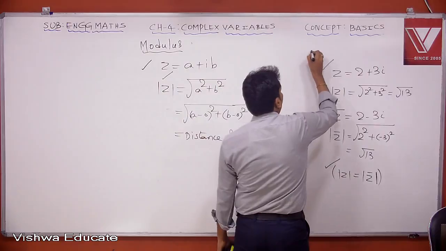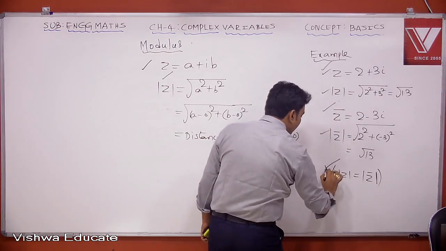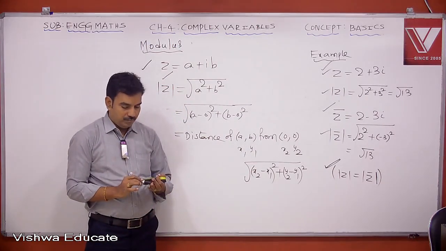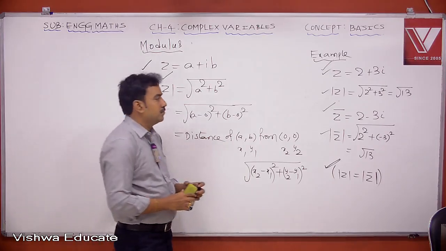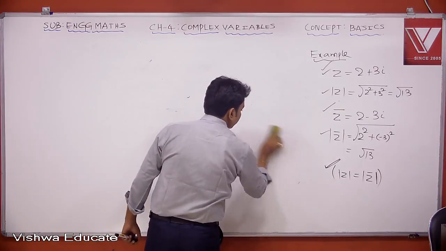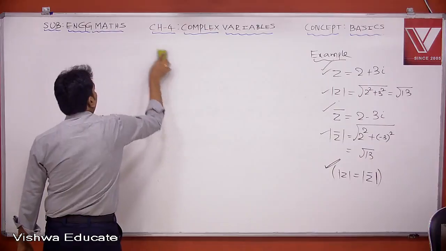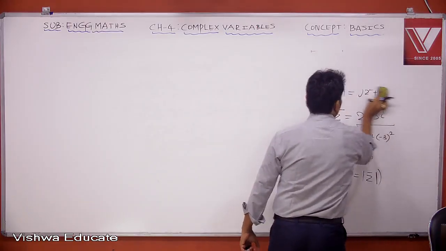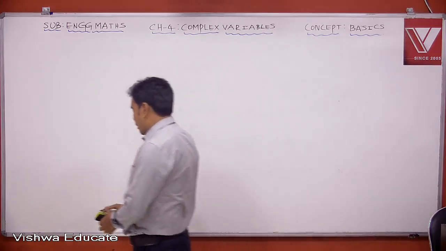Now this is the example. Write this and comment like this: mod z equal to modulus of z bar. Now we discuss properties of modulus.